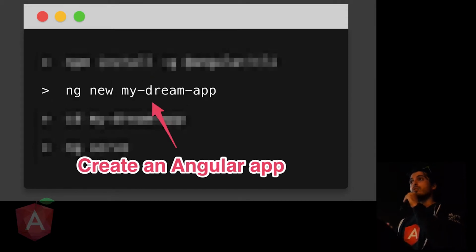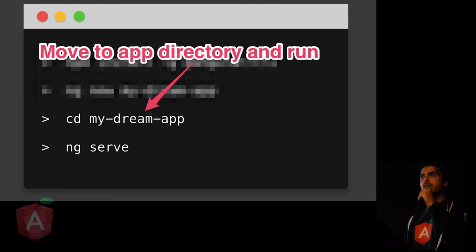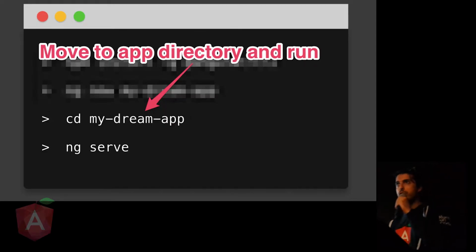Next command is to create an application. The ng prefix typically stands for Angular, so when you see ng, think Angular. So when we say ng new my dream app, we're telling the Angular CLI to create a new app called my dream app. And our last 2 commands are to change directories into the my dream app directory, and ng serve just serves our Angular application.